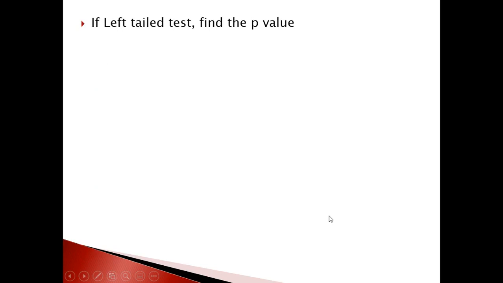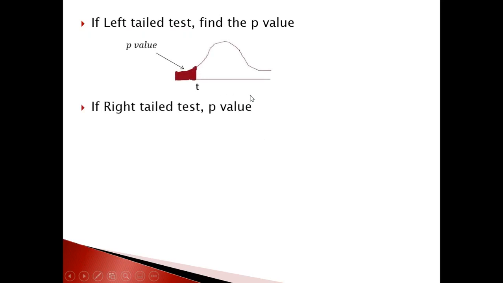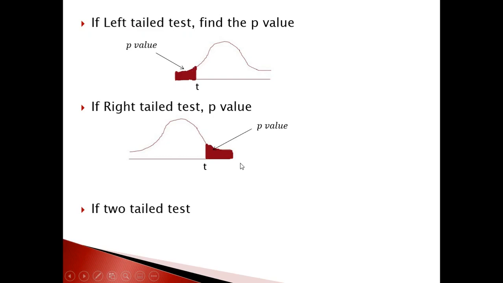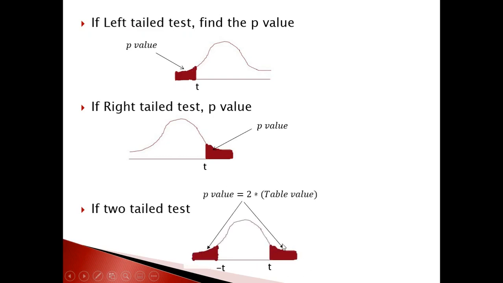If it is a left tail test, we have to find the p-value, so this is our p-value. If it is a right tail test, we again have to find the p-value. This is the p-value. Remember that the p-value is the probability value, so we mention it as an area. If we have a two tail test, then we have to find these two regions. P-value equals 2 times this table value, because these two areas are equal. The t distribution is a symmetric distribution. In this case, we reject our null hypothesis if this p-value is less than our significance level alpha.